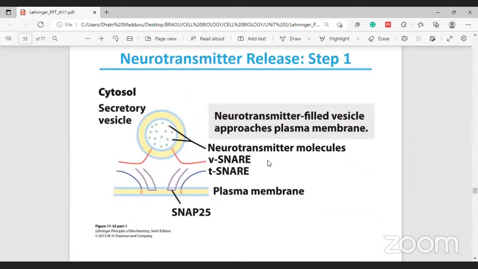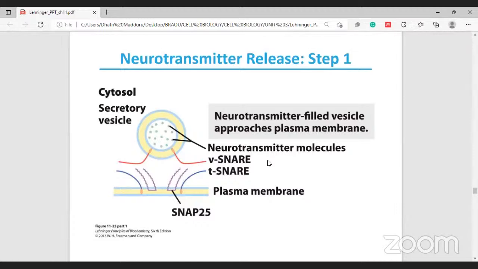Same thing here in a larger way. Here you can see clearly, this is the plasma membrane, this is the neurotransmitter-filled vesicle. These blue dots are neurotransmitters. You have v-SNARE and t-SNARE proteins.